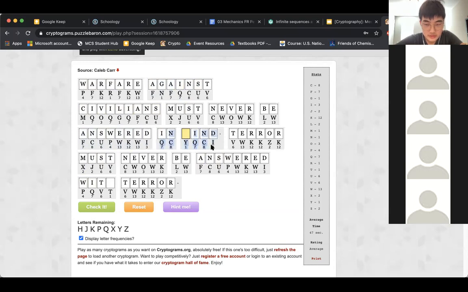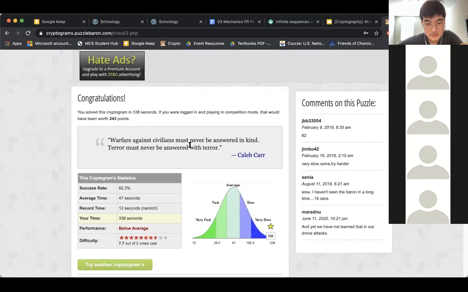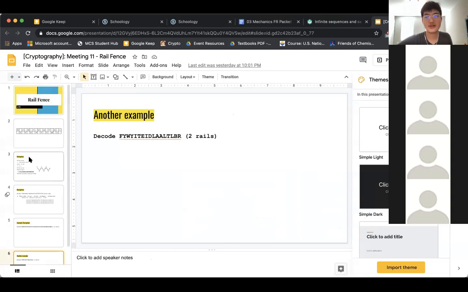This is a slightly weird expression. You don't see it used a lot, but we can get this word first. It's not in hind, although that is a good guess, because we do have to use that H somewhere else. Yeah, with. You might not have even seen this expression in your life before. Yeah, kind. In kind basically means with the same response. So it's basically saying don't respond to warfare against civilians with warfare against civilians. Okay, that was kind of a heavy quote, so we'll back out of there.